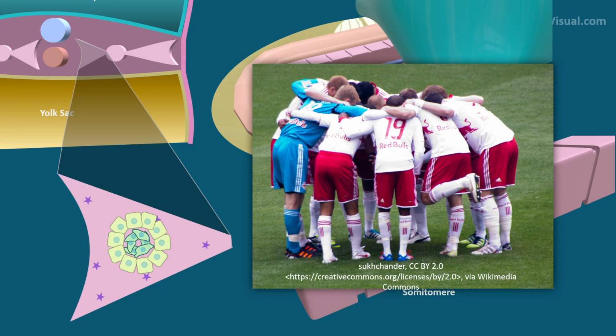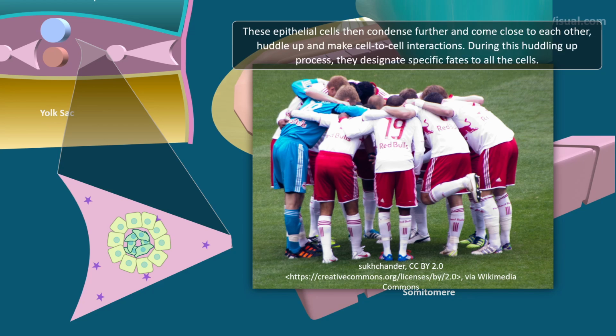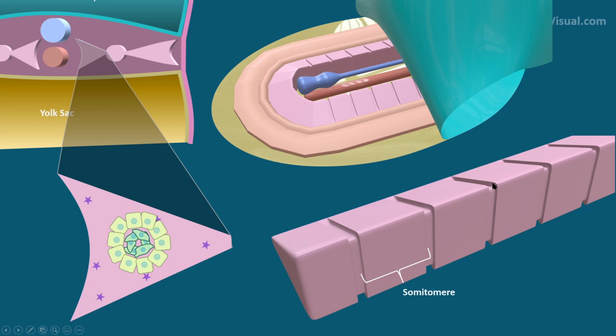So let's see what happens. Meanwhile, these ridges grow further and they completely segment these somitomeres into somites. Now they are isolated bodies, isolated condensations of cells, and now we call them somites.